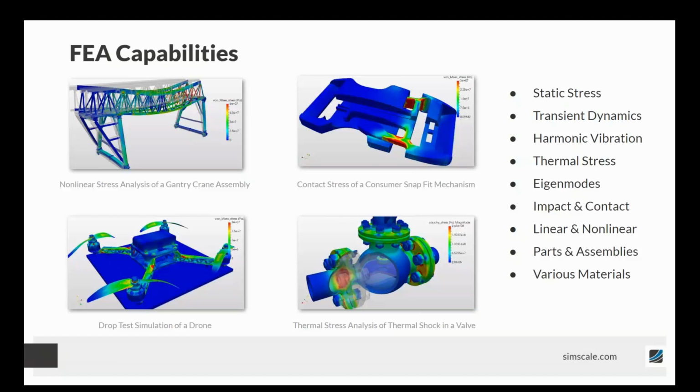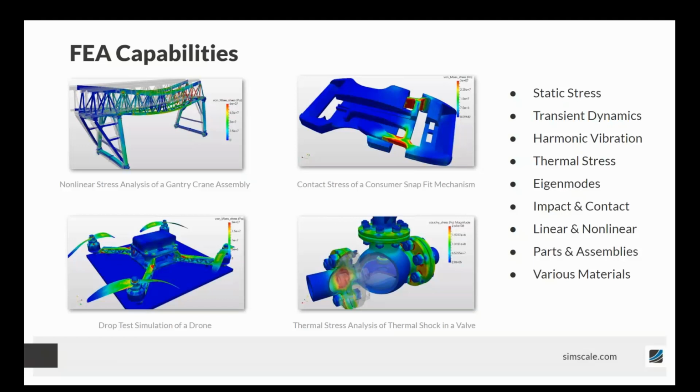When we move into dynamics, we can look at things like drop testing, for example, of this drone on the bottom left. That's using a direct transient simulation to have a look at the impact forces and stresses on the drone arms as the drone hits the floor.